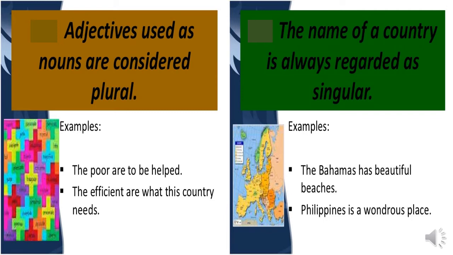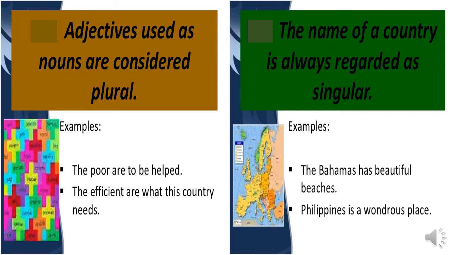Well, children, adjectives used as nouns are always considered plural. So you can see: the poor are to be helped, the efficient are what this country needs. So always, adjectives which act as nouns are considered to be plural. Because they are considered plural, they are always followed by plural forms of verbs.